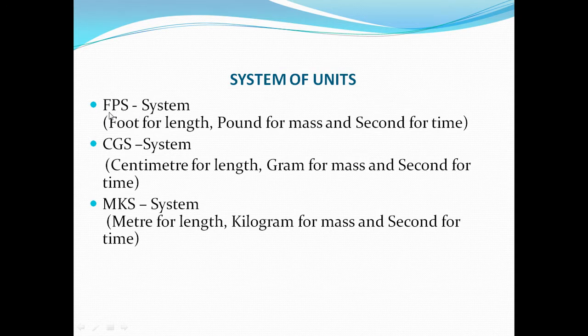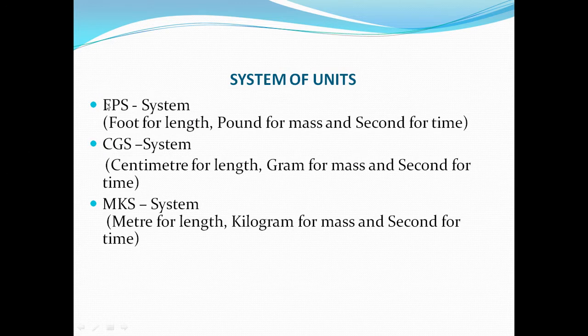Foot, F means foot. Foot is used for the measurement of length. Pound is used for the measurement of mass. Next, second means time. For the measurement of time, the unit is second. So the first system means foot, pound, second system. F means foot, P means pound, S means second. So the foot, pound, second system is the first system.